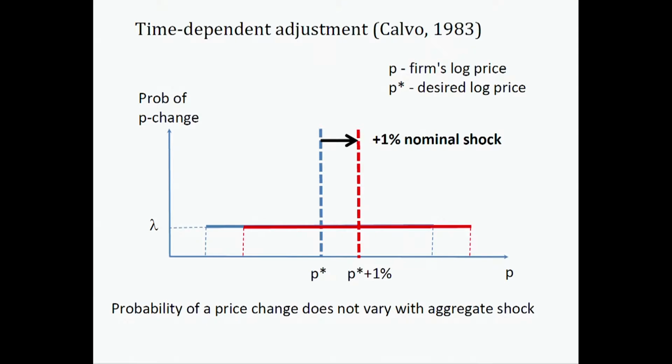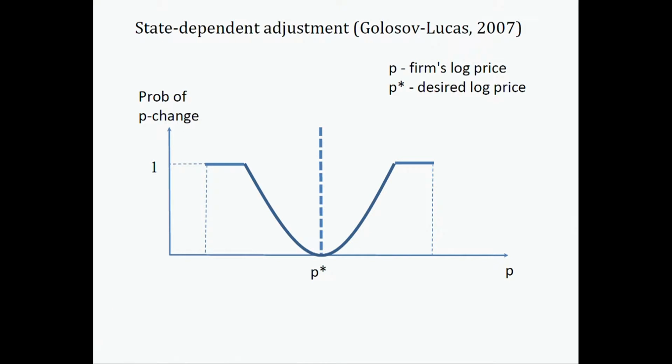Let me show you the example of another model, which is different. It's an example of state-dependent adjustment. So this is adjustment that depends on the state of a given price. You can think of state as how far this price is from the desired level, P star. So here, the probability of adjustment is very different from the flat one from the previous model.